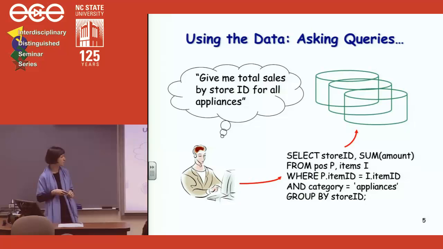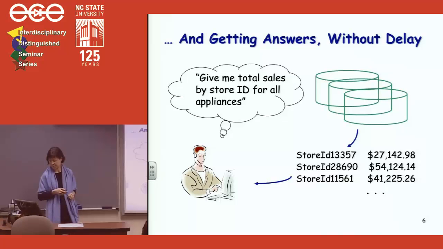So what data analysts do is they ask questions like this, and we'll get to the SQL in a second. What they want to get is, for each store ID, the total amount for appliances, right? So that's what data analysts do. Now, what do database systems have to do in this context? Basically, it's about very large amounts of data. And the data analysts want to get their answers back as soon as possible. And so that's the challenge for database systems.